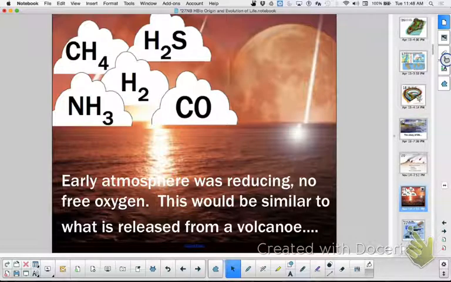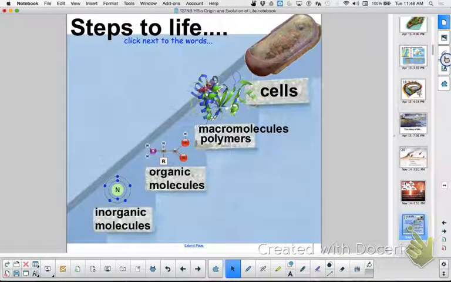What were the ingredients for forming life? What was the substrate? Gases similar to what would be released from a volcano. Take those gases, and the steps of life. I put them on little stairs. Can you see the stairs in the background? Take just a moment and then you can find them.